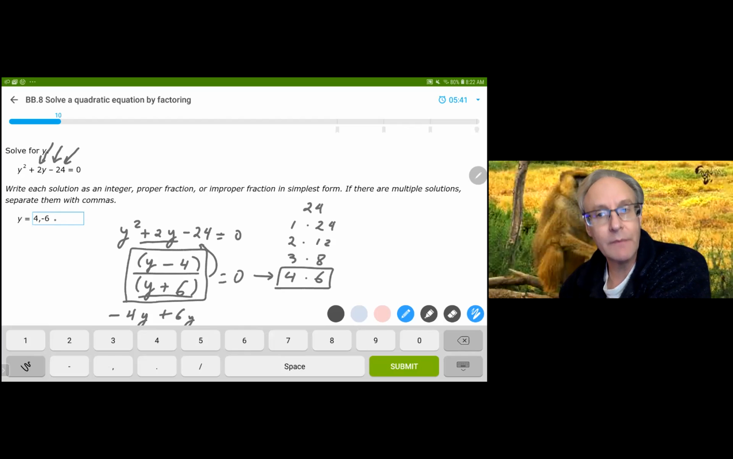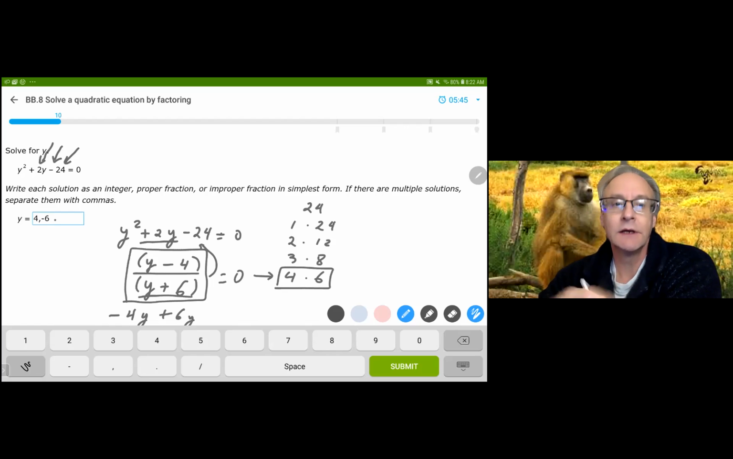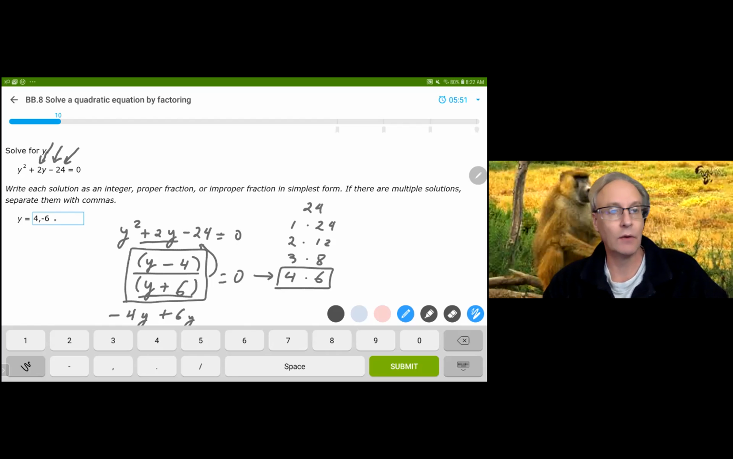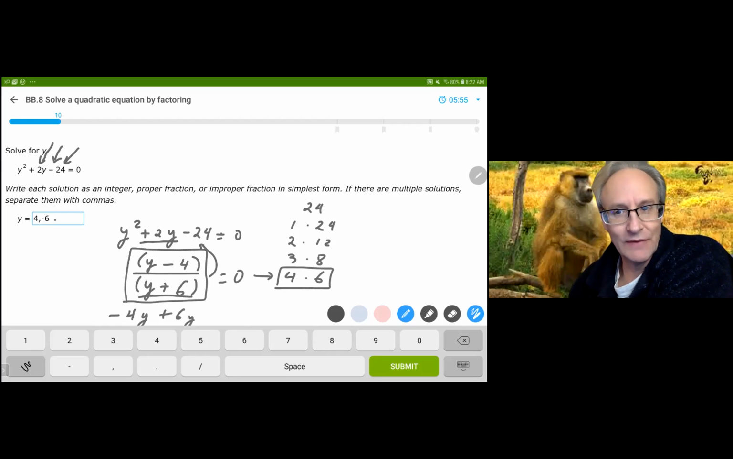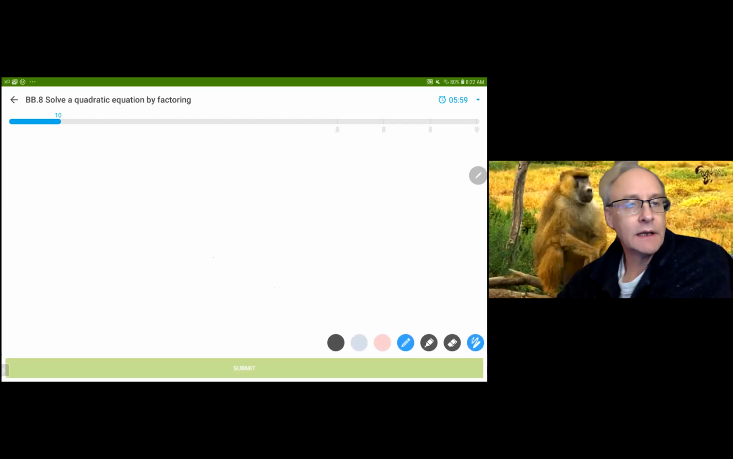Now, there are other methods. You could use graphing, you could use the quadratic formula, you have other possibilities, but this is so far and away the easiest method that that's the way you want to go, okay? So trust me. There they are, and let's try another one.